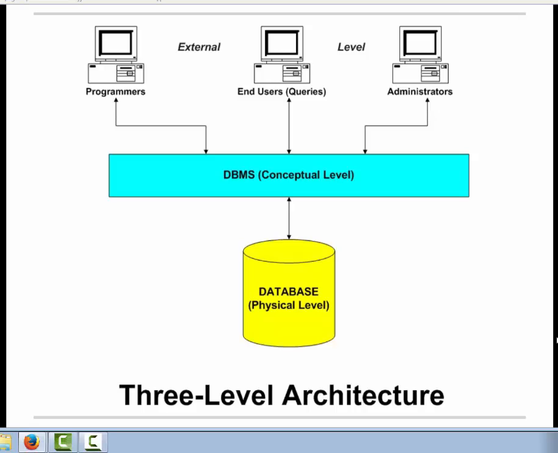At the conceptual level, we see data as tables, and we use software to help us interact with the physical database. One level above that is the external level. This is how the rest of the world sees it. People like programmers, end users who may be using the database through a web form or a web page, or any number of data entry mechanisms, and administrators who may be generating reports about monthly sales or trends in the market.